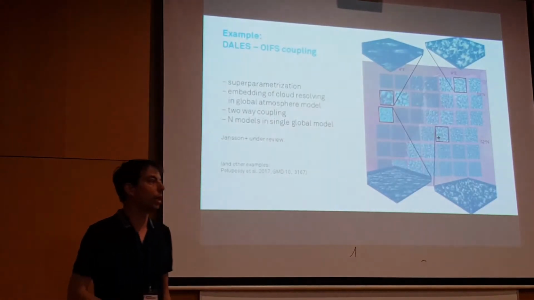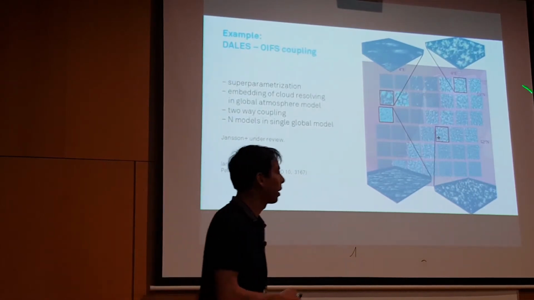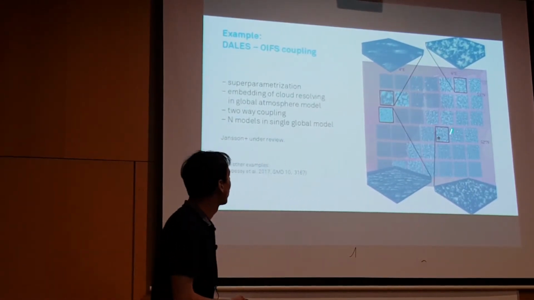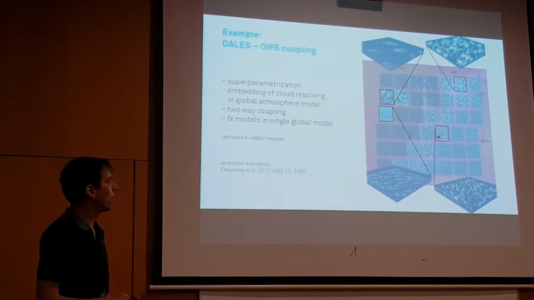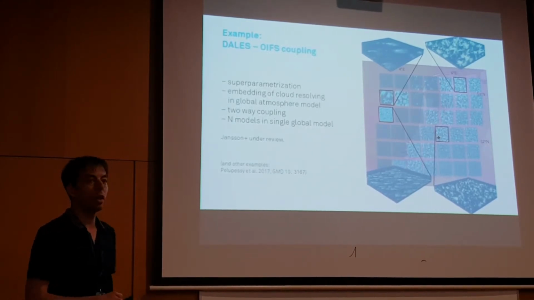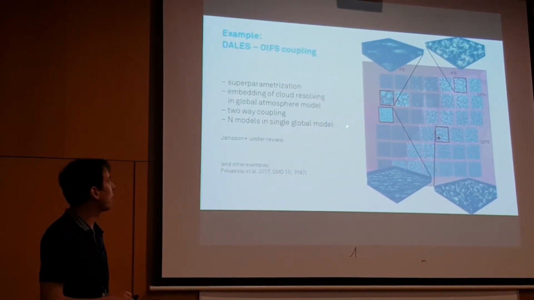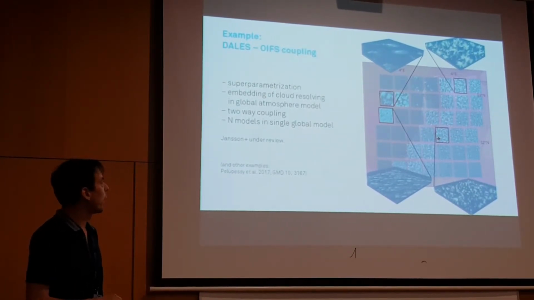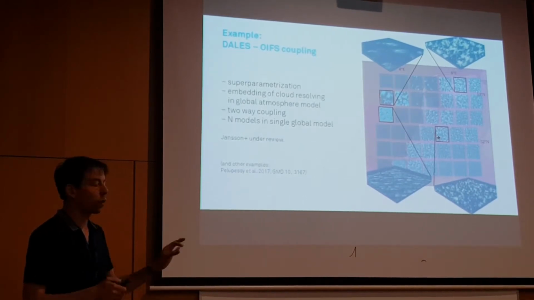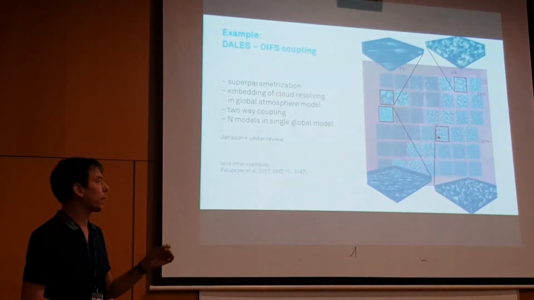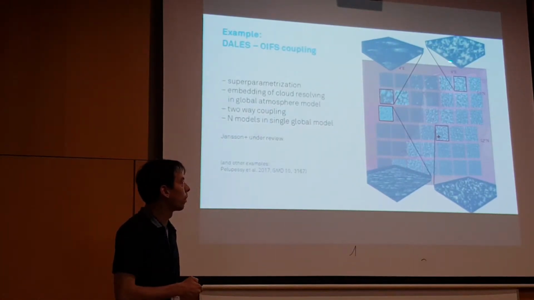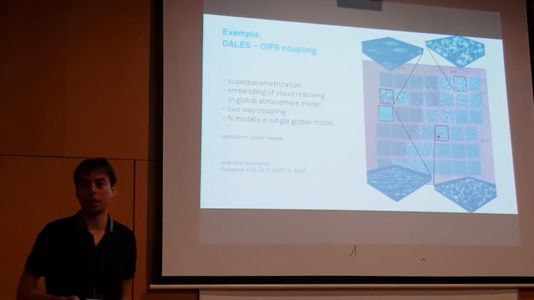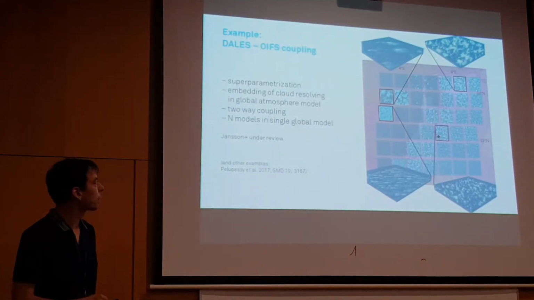So let me give you two actual example applications. The first one Gijs is going to talk about in a little bit, so I won't go into much detail, but it's an example of a two-way coupling between small submodels and a large global atmospheric model. You have a lot of small model instances interacting with a larger code, and it's a nice example where you can resolve the clouds in a global atmosphere model.